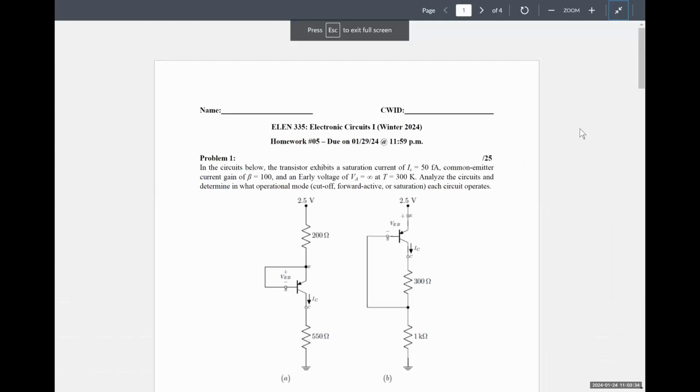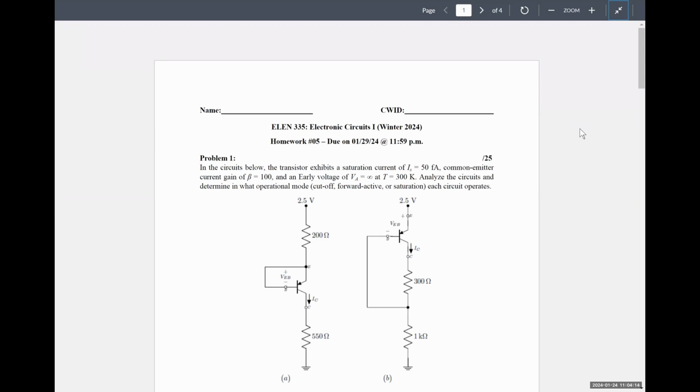So the first problem, you have 2 PNP BJTs, and I want you to analyze the circuits and determine what mode the circuit is operating in based on your analysis. So you're really just comparing quantities VEB to VEC. And so if VEB is greater than 0, it's either in forward active or saturation. If VEB turns out to be less than 0 somehow, it's in cutoff.